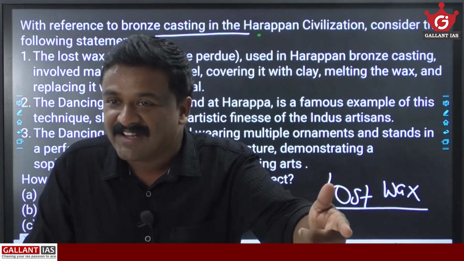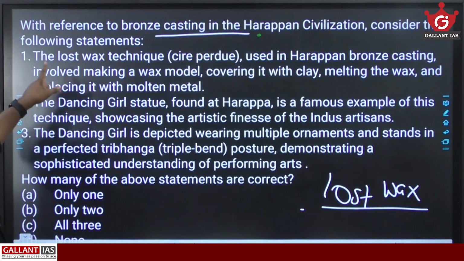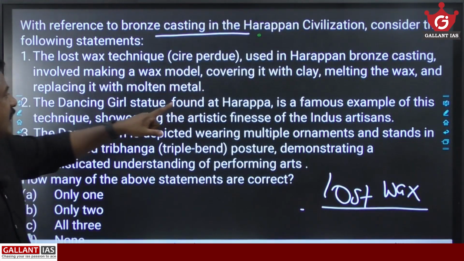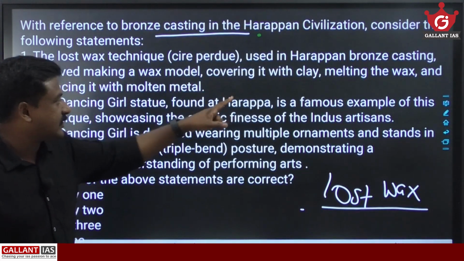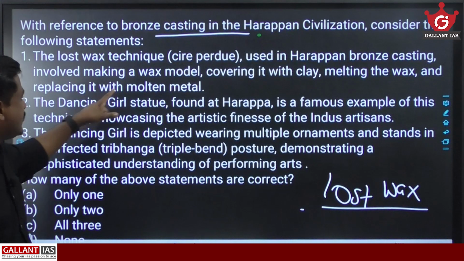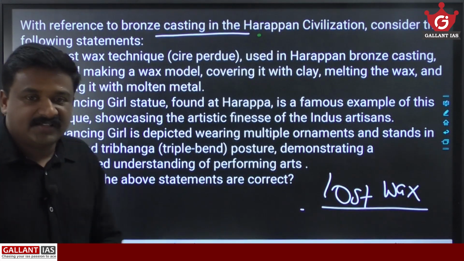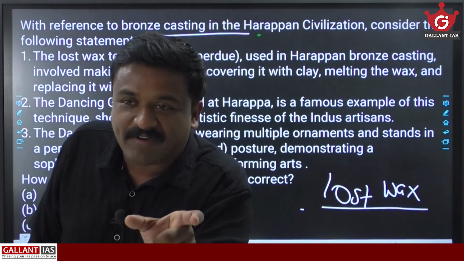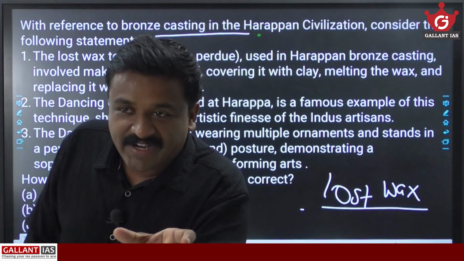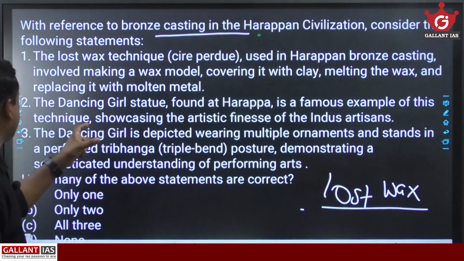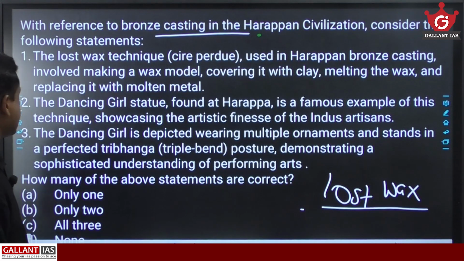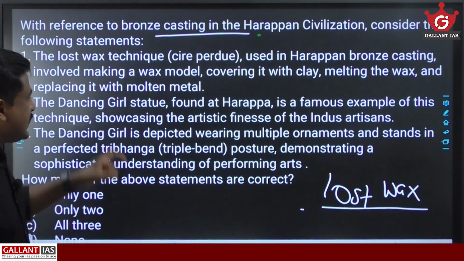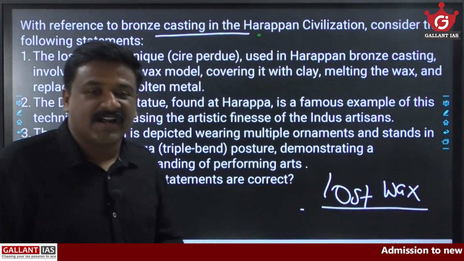So see, the lost wax technique used in Harappan bronze casting involved making a wax model, covering it with clay, melting the wax and replacing it with the molten metal. That is the definition given to this lost wax technique. Then see the second statement: the dancing girl statue found at Harappa is a famous example of this technique, showcasing the artistic fineness of the Indus artisans.